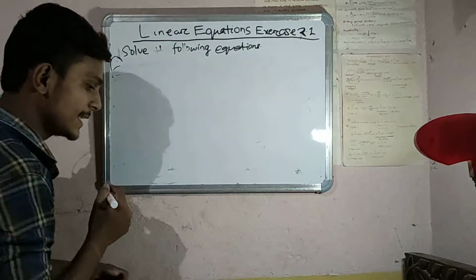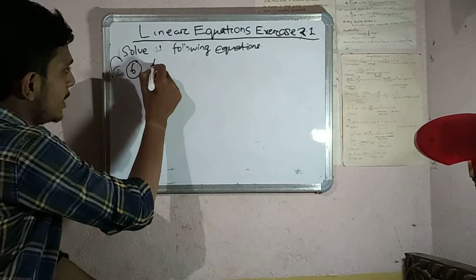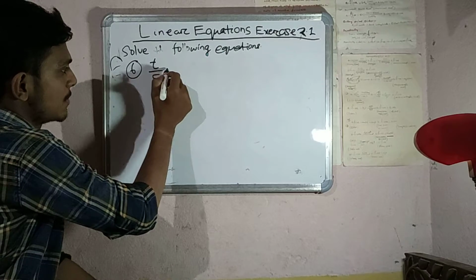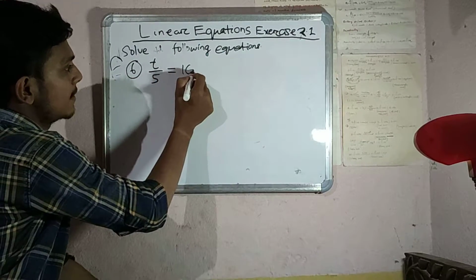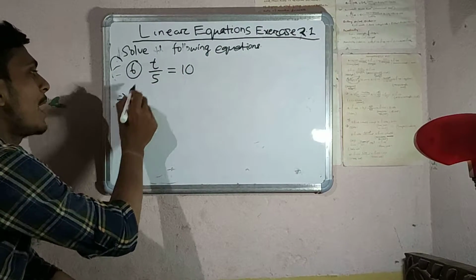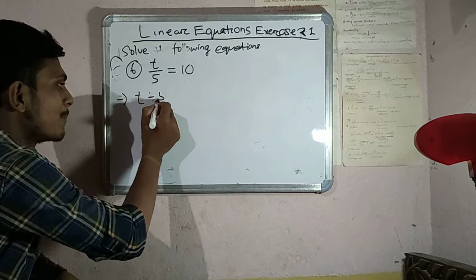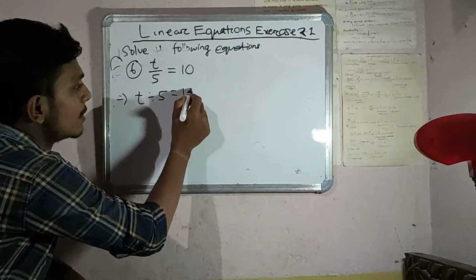The next question is question number 6, t upon 5 is equal to 10. T upon 5 means t divided by 5 is equal to 10.